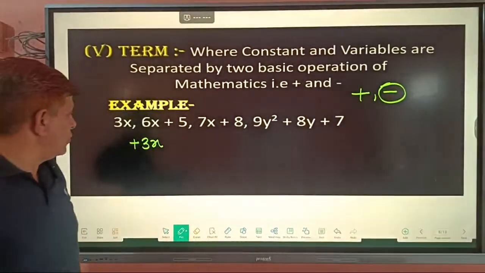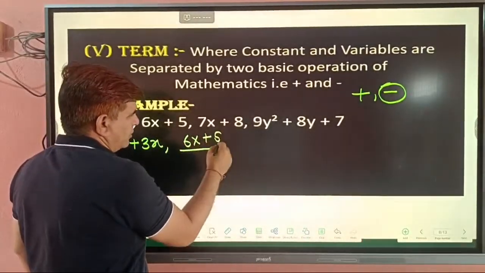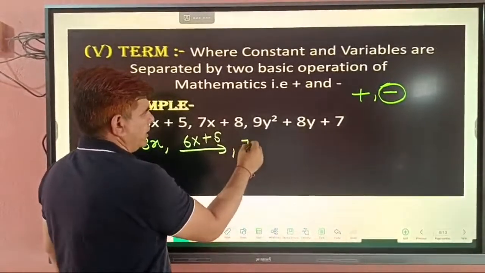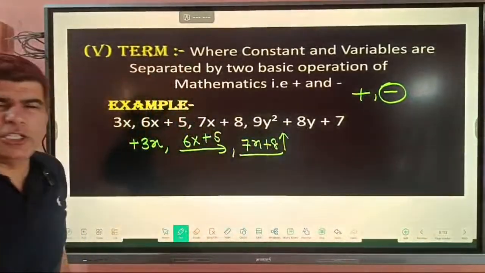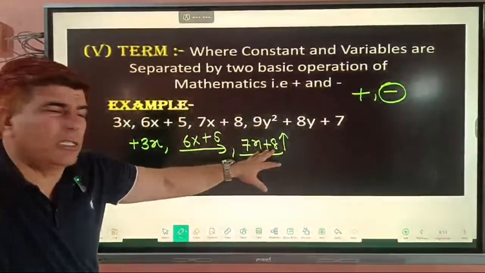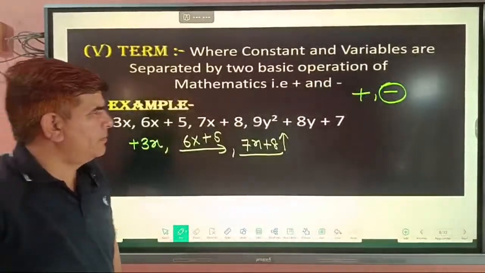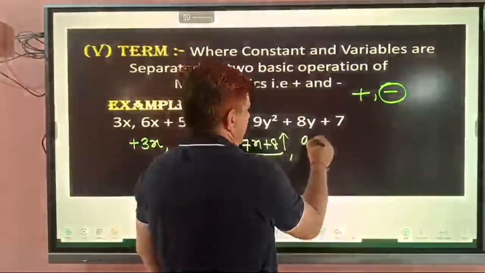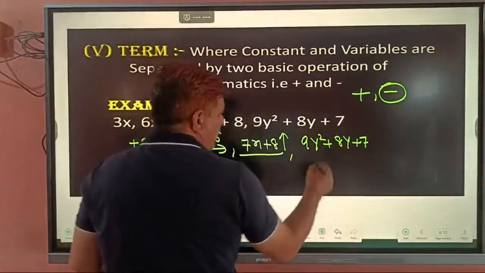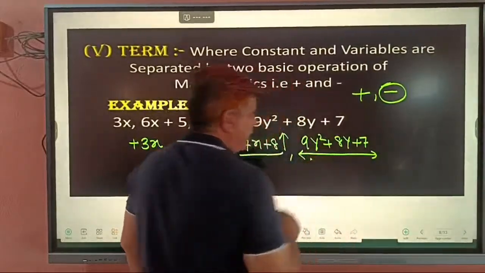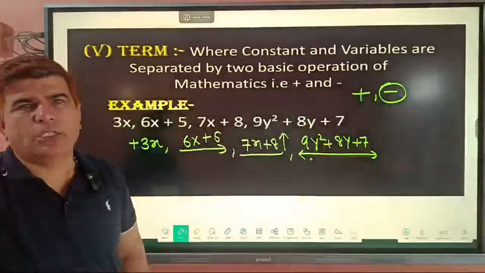Understood? So this 6x plus 5, yes, this is also a term. 7x plus 8, definitely a term. Side by side you can check: are these also algebraic expressions? Yes, this is also an algebraic expression, and this also. Then this 9y square plus 8y plus 7. Check one time, it is definitely an algebraic expression, satisfying the condition of term also.